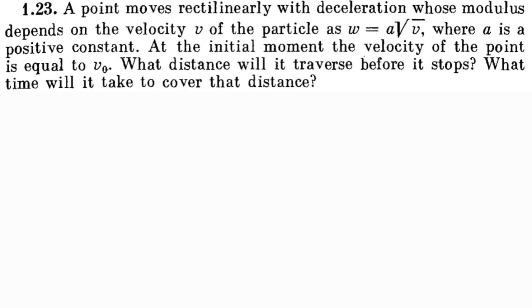So this is the problem that we have, where the problem is stating that it is having a deceleration. So if the deceleration is mentioned in the problem, we are writing acceleration as minus alpha root v. Now it is also given that initially, that is at t equals 0, the velocity of the particle is equal to v naught. So what distance will it traverse before it stops?